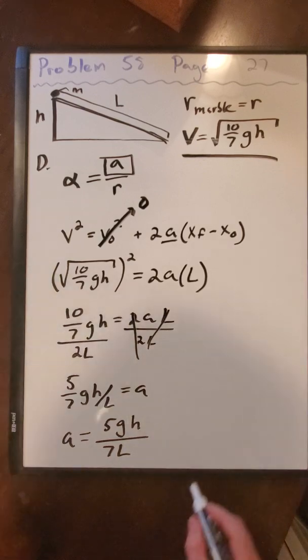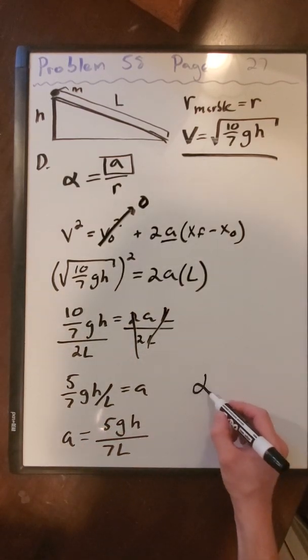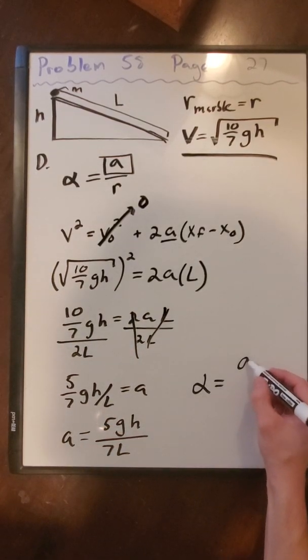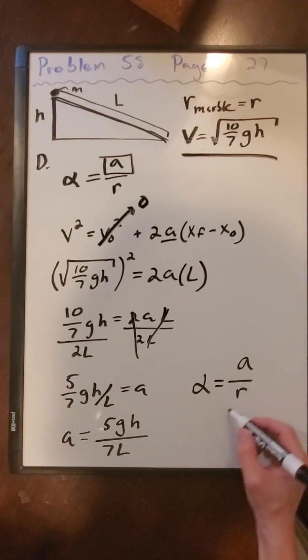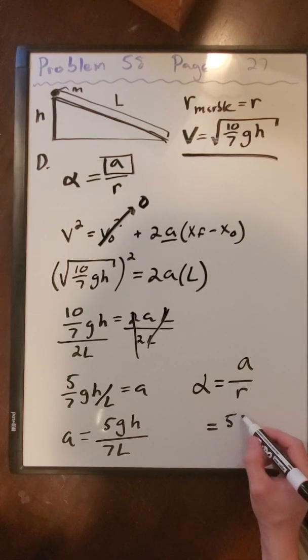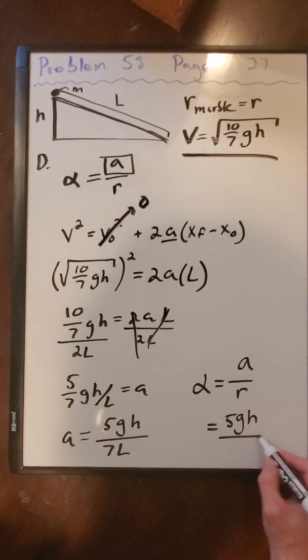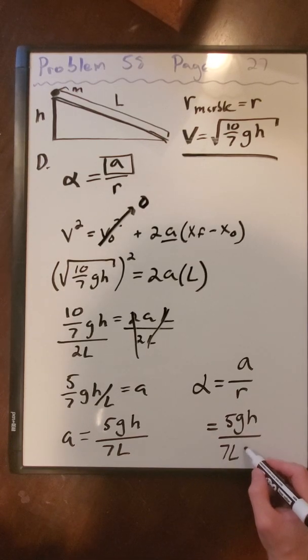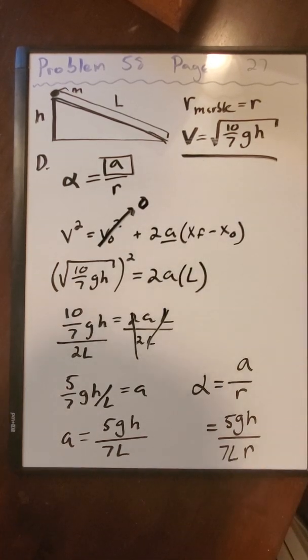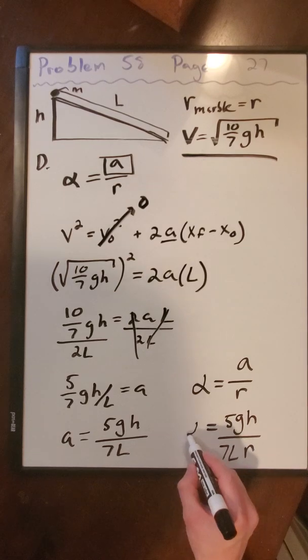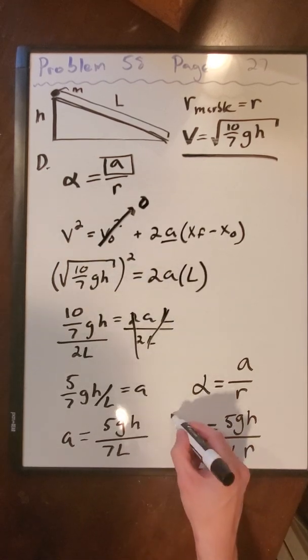In order to find the angular acceleration, all we have to do is take our linear acceleration divided by the radius, which in this case is just going to give us 5gh divided by 7L times r. And that is equal to our angular acceleration.